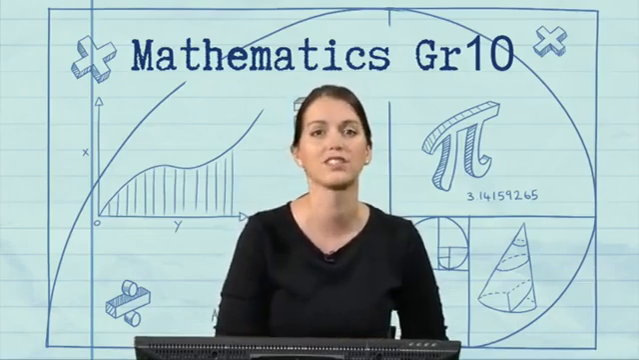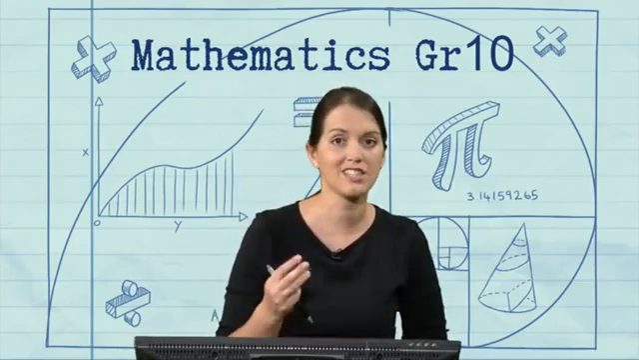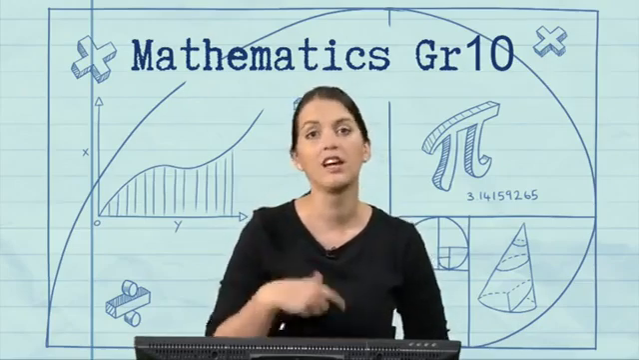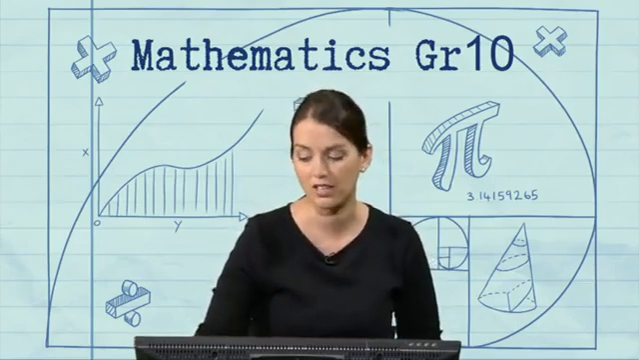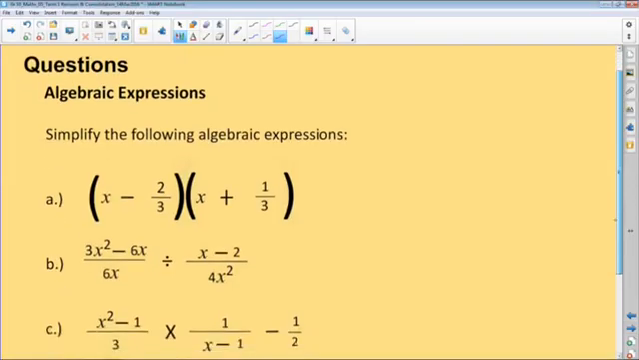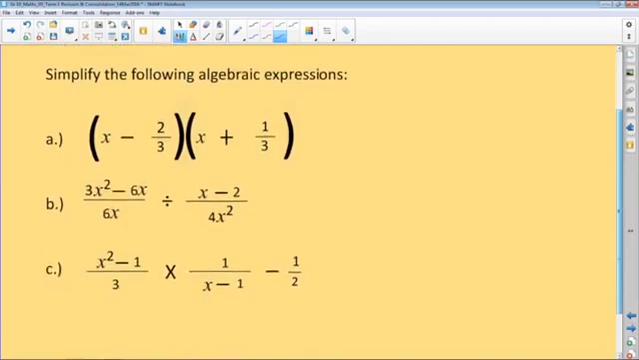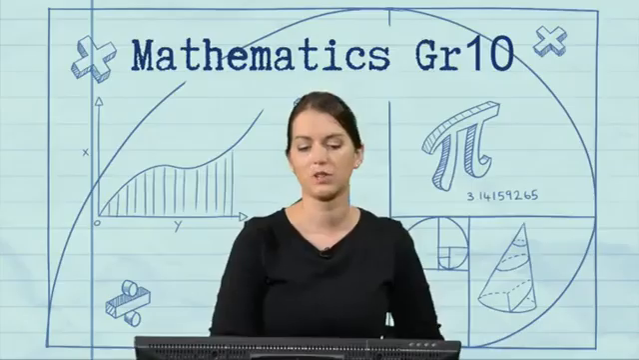This first question is going to be new. So I'm going to give you 3 minutes to write it down and start attempting it, and then we're going to try it together. And here it is. It says, simplify the following algebraic expressions. So grade 10s, you now have 3 minutes to write it down, attempt it, and then we'll do them together.